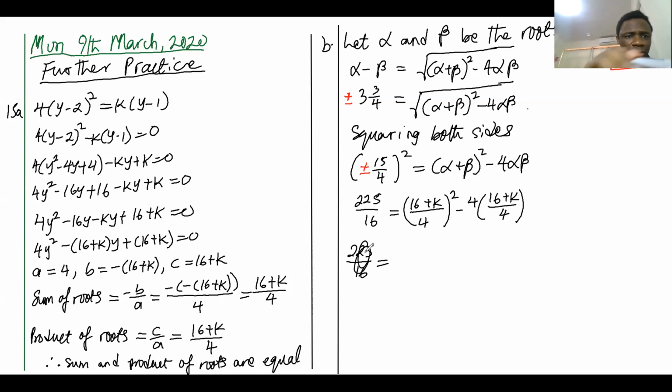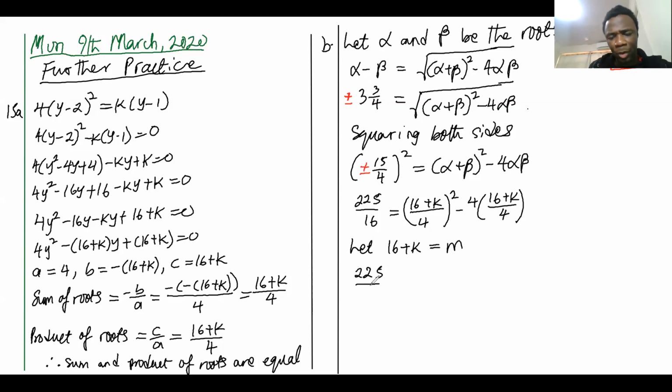Should we change the variable? Can we try both? Sure. Just use a variable. Okay, let's try both like Justin said. So I'll start by saying let 16 plus k be m. If 16 plus k is m, then this problem becomes 225 over 16 equals m over 4, all squared.